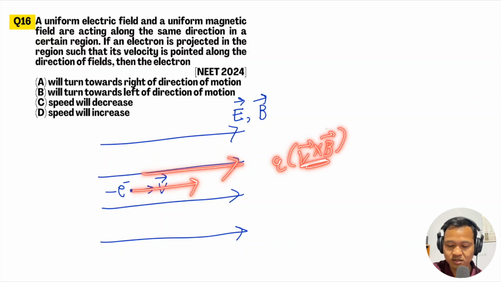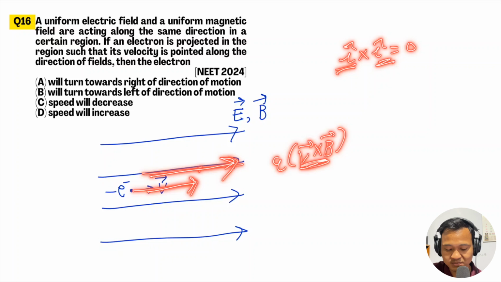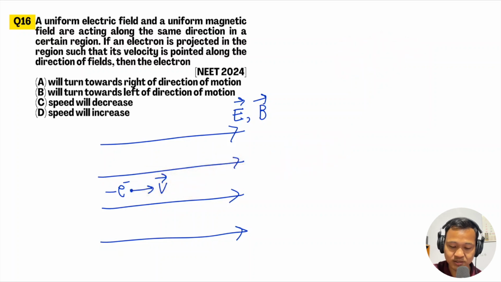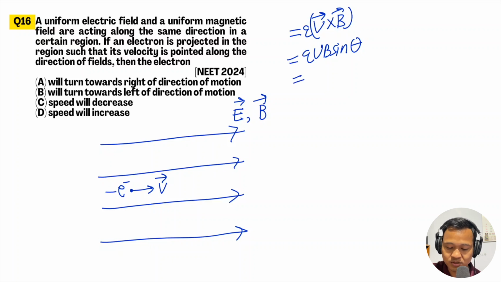V cross B, like I cross I, is 0, because it is the same direction. The angle between them is 0. So here Q into V cross B can be written as QVB sine theta, where theta is the angle between V and B. If V is along B, then the angle is 0, so sine 0 is 0, and the magnetic force is 0.